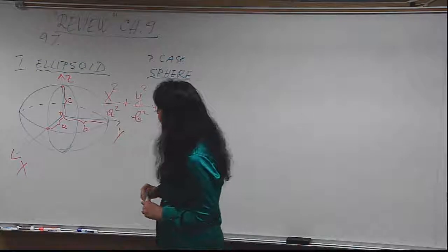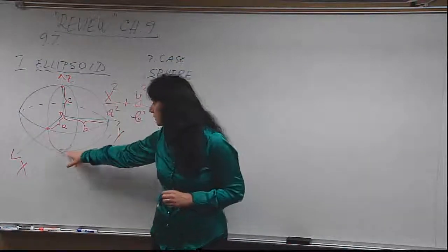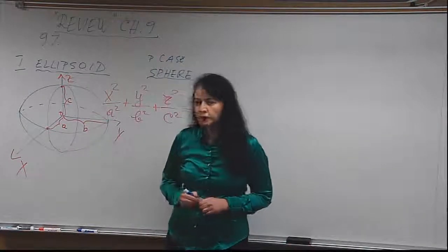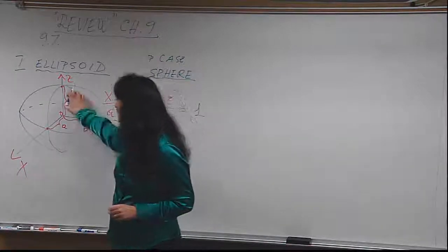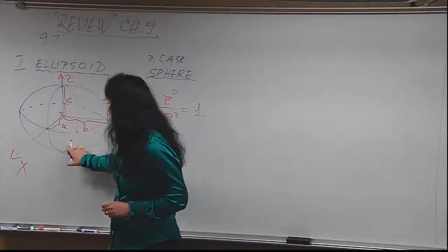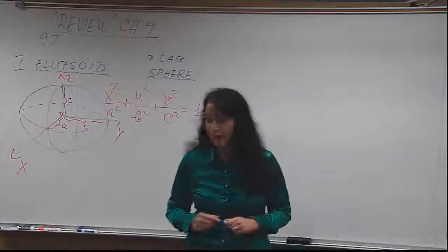Now, what is my technical mistake in this picture? Could anybody tell me, besides the imperfection of the lines? I should draw a dotted line, the one that you don't see in perspective, that is behind, right? Okay, if A and B and C are the same, we have a sphere.